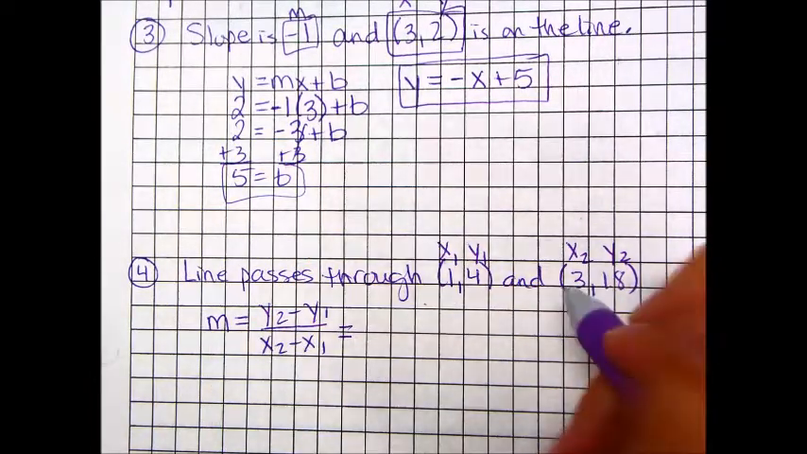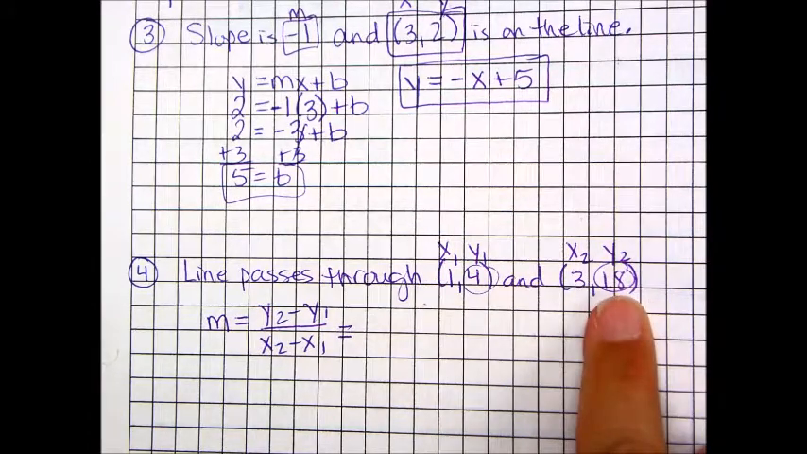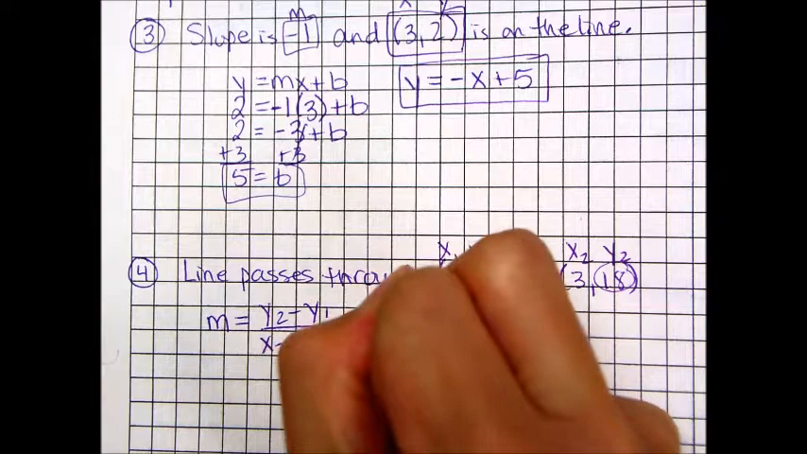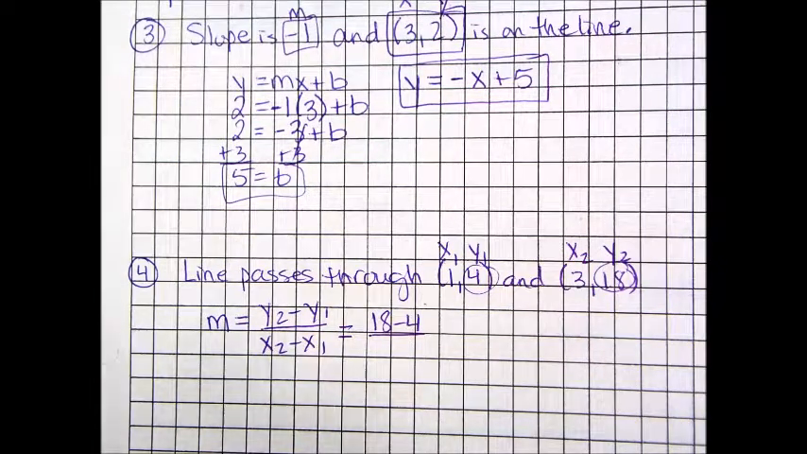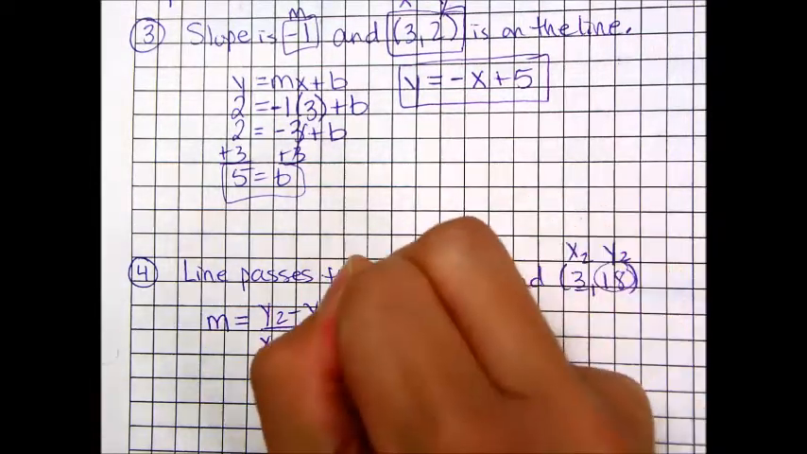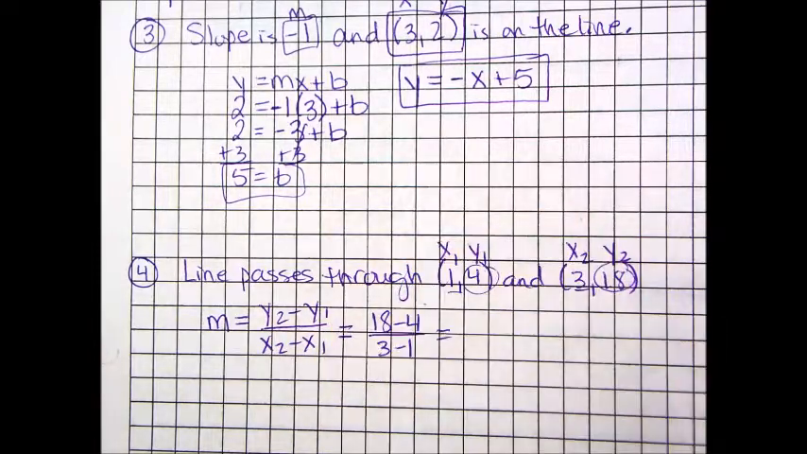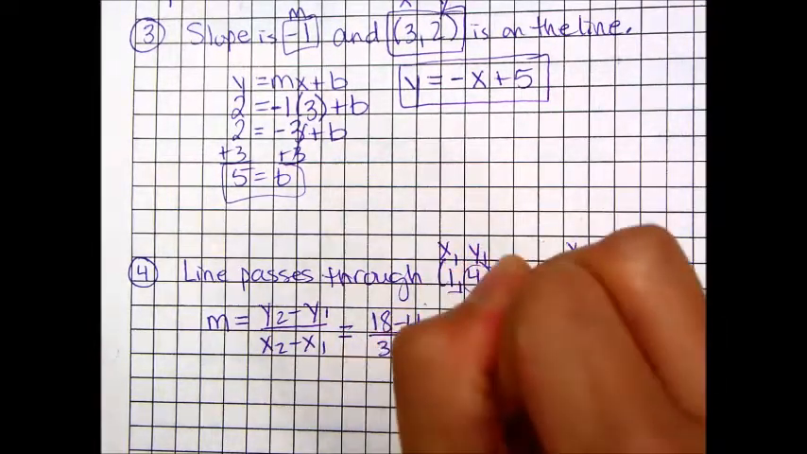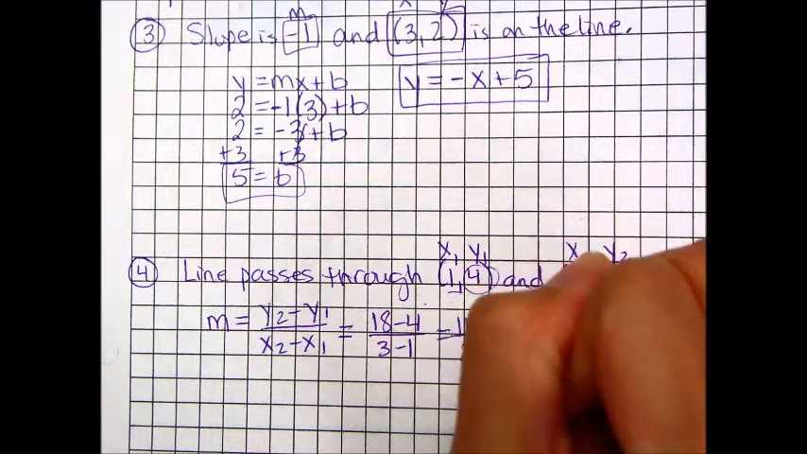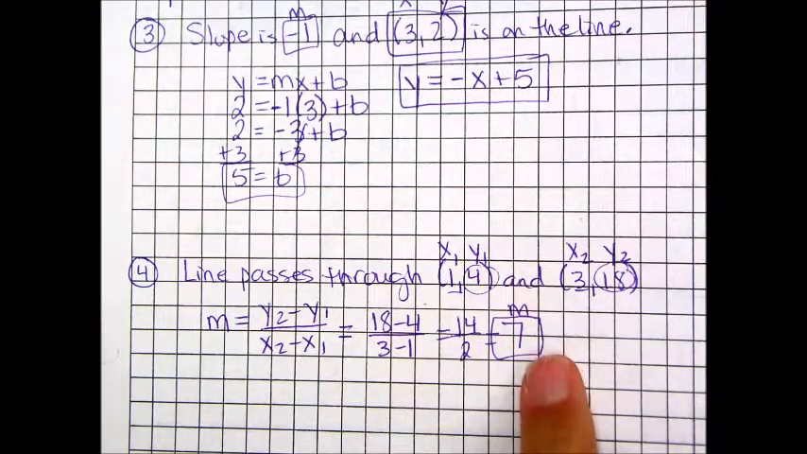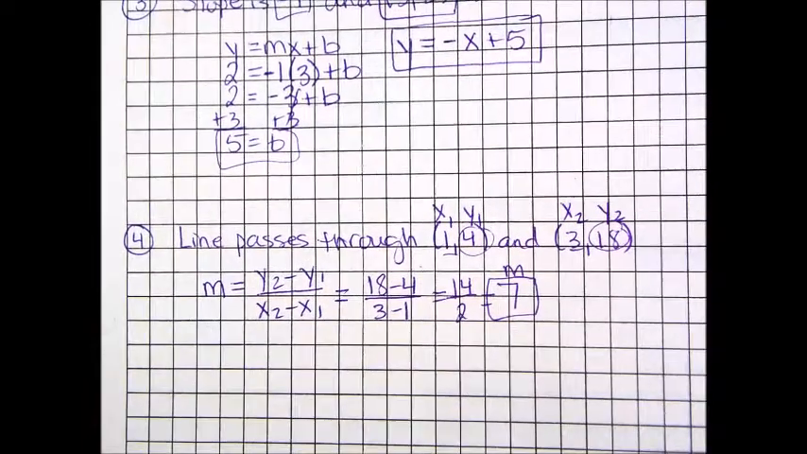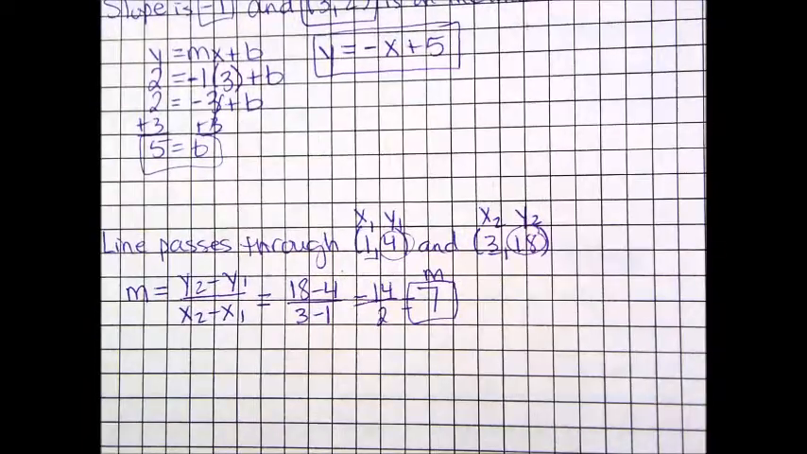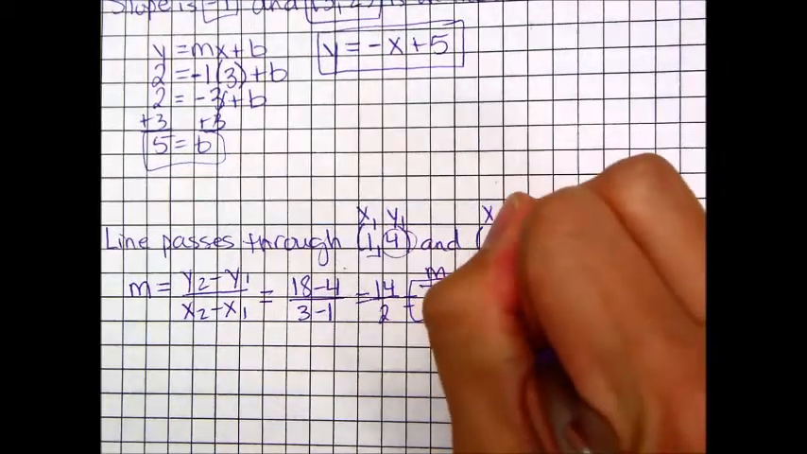So my y's would go on top. I would have 18 minus 4 on top. Okay, my x's would go on bottom. I would have 3 minus 1 on bottom. So that's going to leave me with 14 over 2, which is 7. There we go. I have a slope. My slope is 7. Okay, now from that point, what we're going to do is we're going to treat it like we did in the last problem.